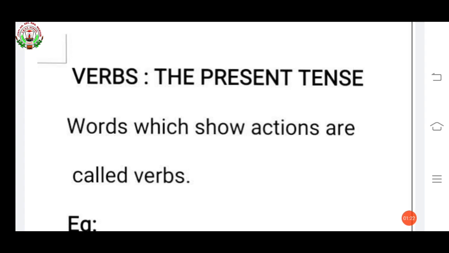Now verbs. Words which show actions are called verbs. Again I am repeating, words which show actions. Any actions, whatever you are doing, like if you are standing, sitting, sleeping, talking, singing, dancing, reading, writing, all the actions are called verbs.